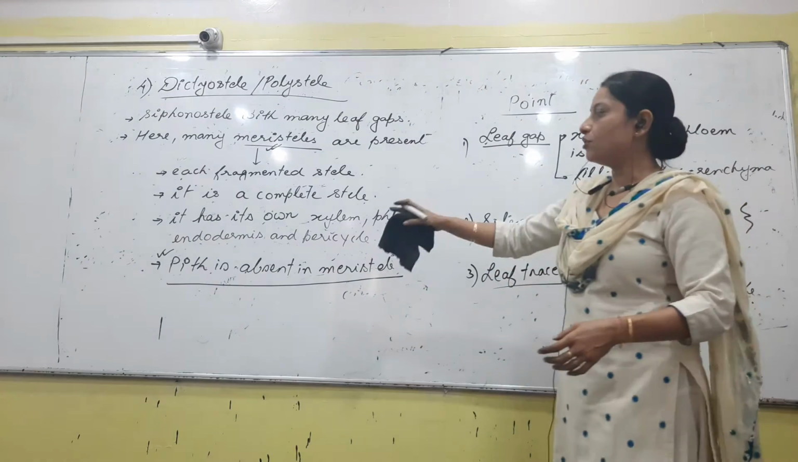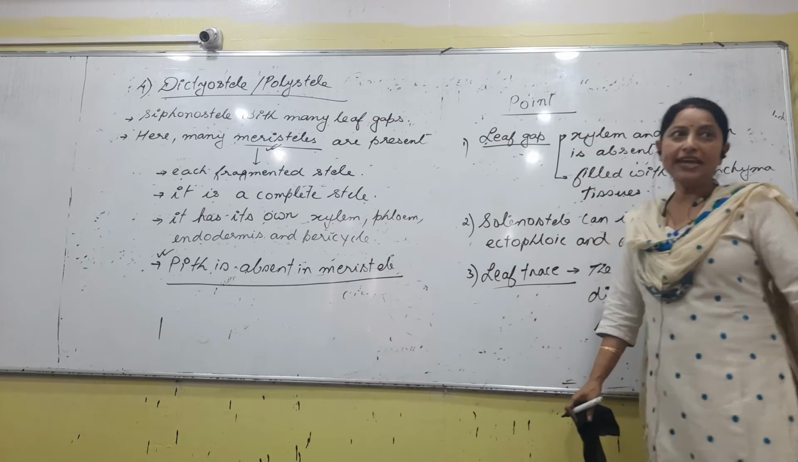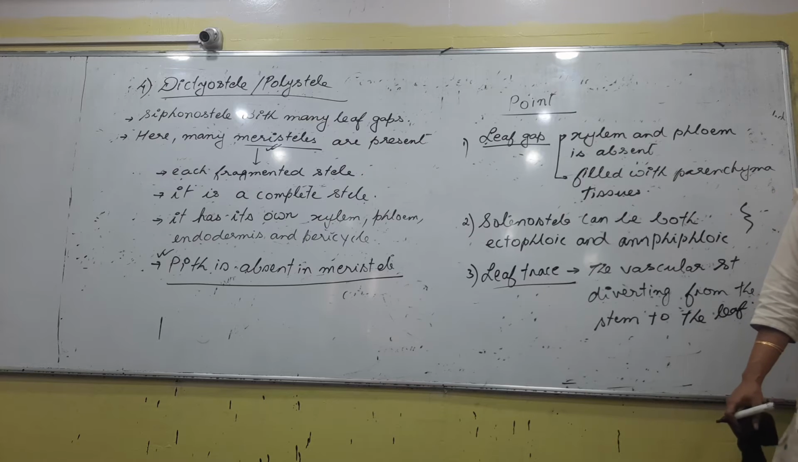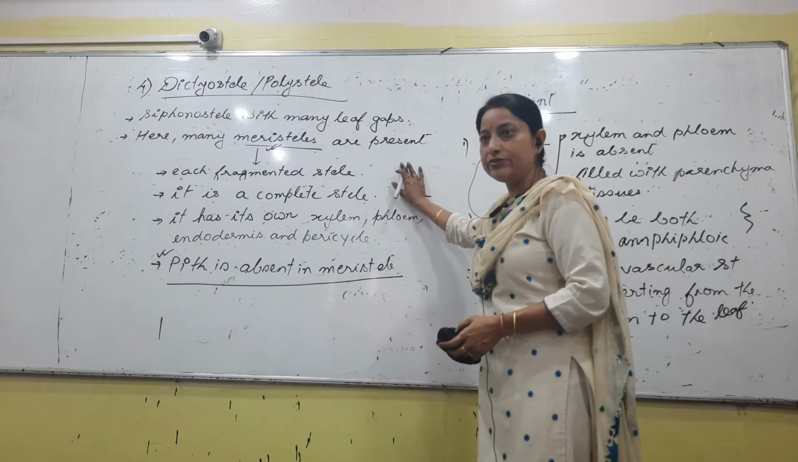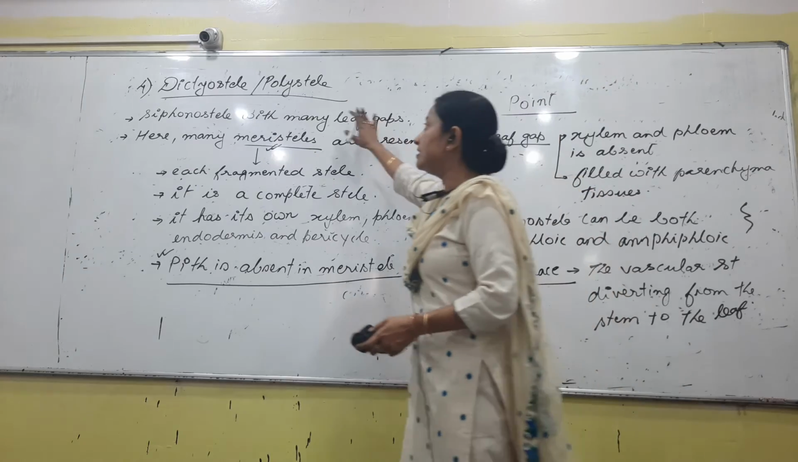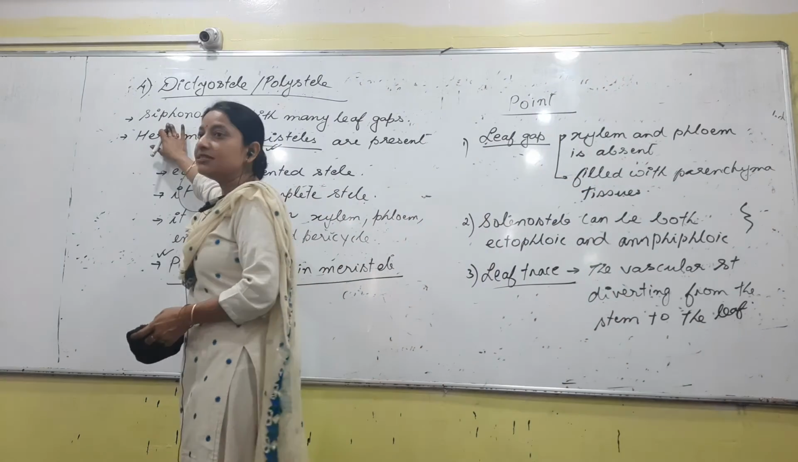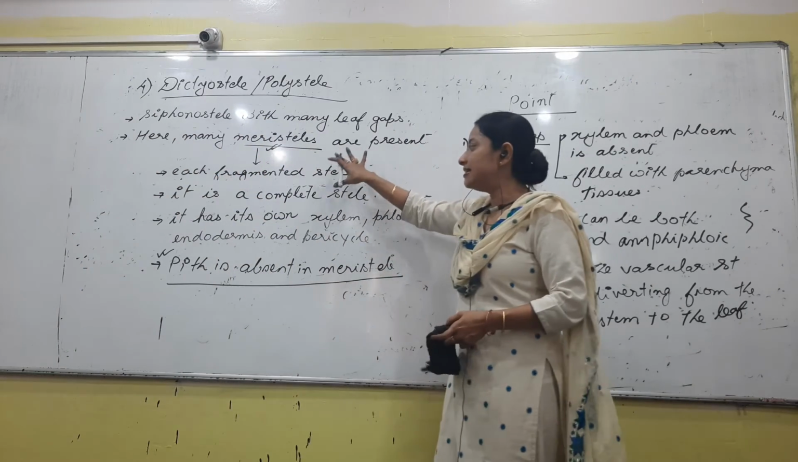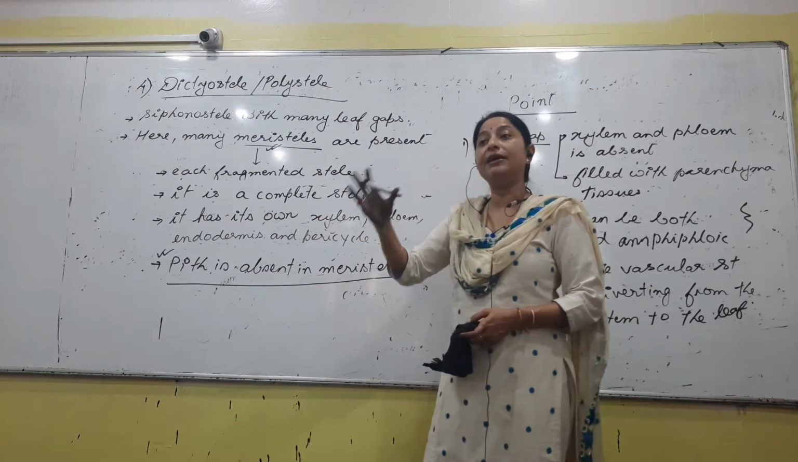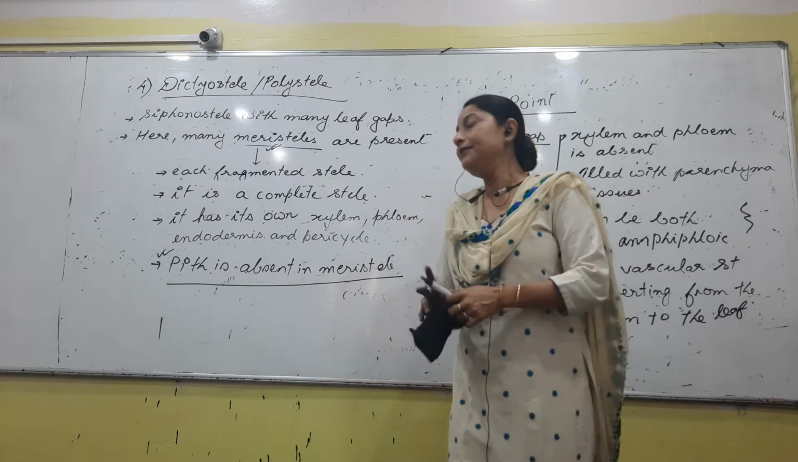Another important point is about pith. Is pith present or absent in Dictyostele? Present. But in the meristele, is pith present or absent? Absent. So these two points you need to remember, right? Since we are talking about solenostele and siphonostele, where would the pith be? Dictyostele is itself nothing but a siphonostele. If it is a siphonostele, then obviously the pith would be present. In the main stellar structure the pith would be present, but in the fragmented parts the pith would be absent, right?